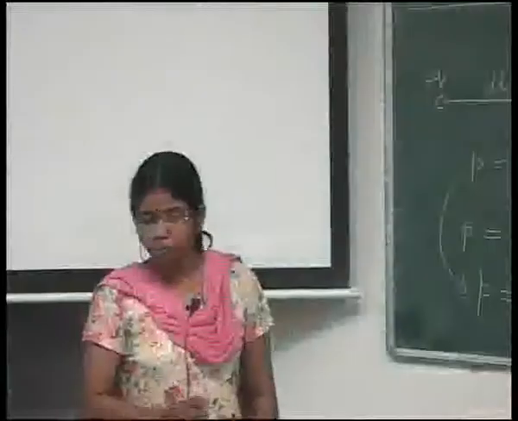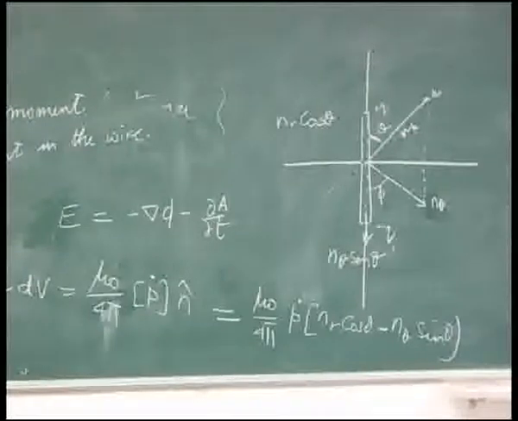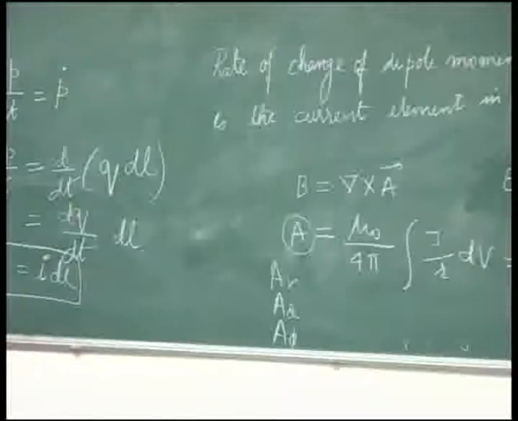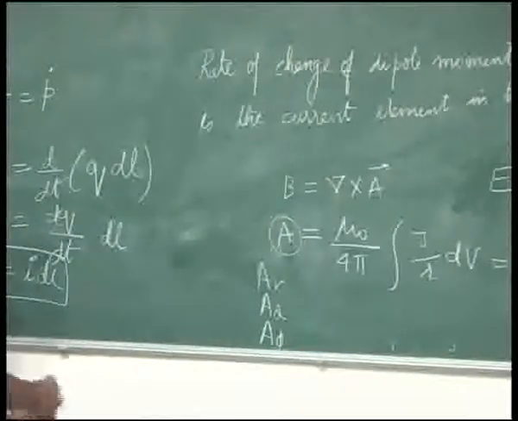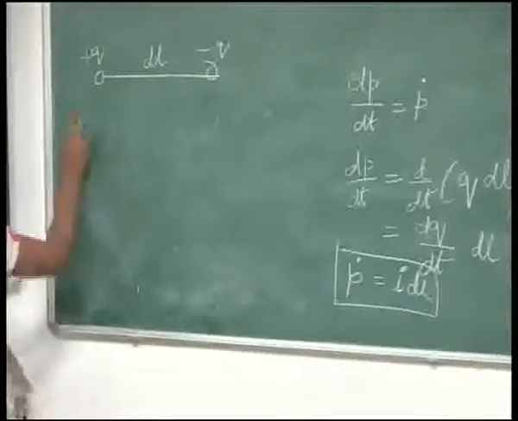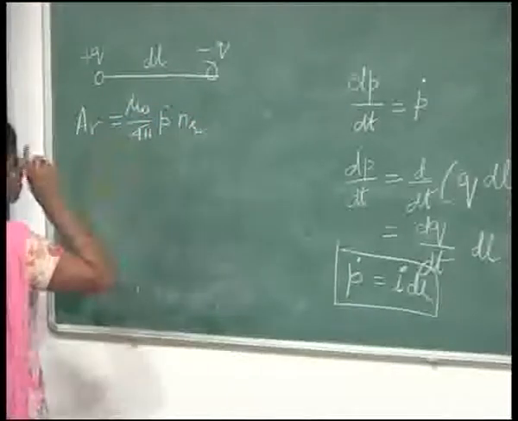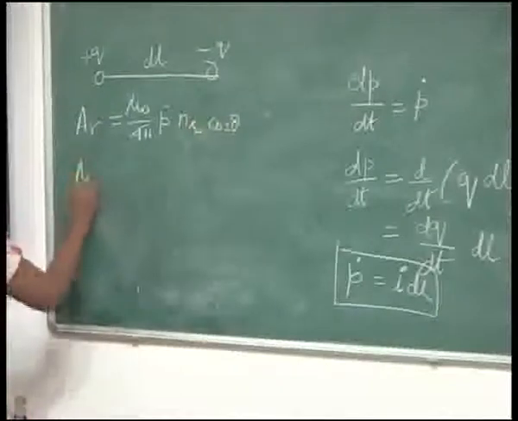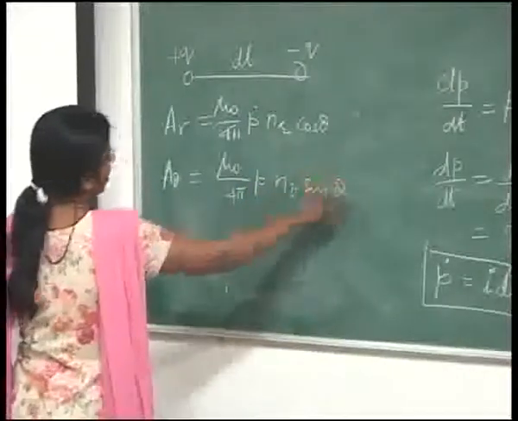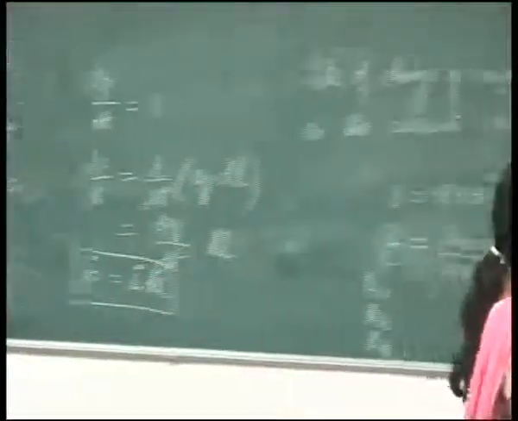So now we are dealing with a problem in spherical polar coordinates. So it means this A will have 3 components, A r, A theta and A phi. And these 3 components will be: A r equal to mu 0 upon 4 pi p dot nr cos theta, and A theta equal to mu 0 upon 4 pi p dot n theta sin theta, and there is no phi, so A phi will be equal to 0.